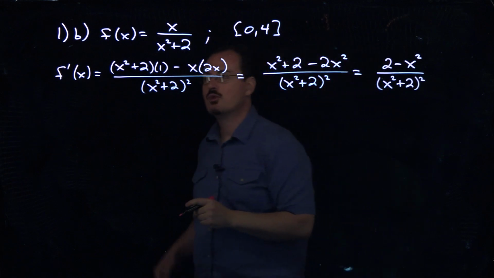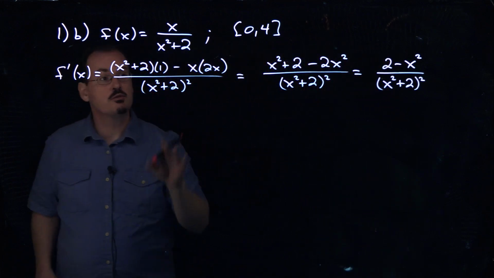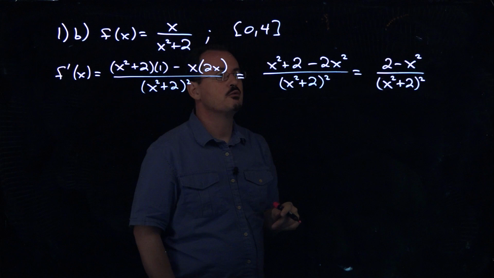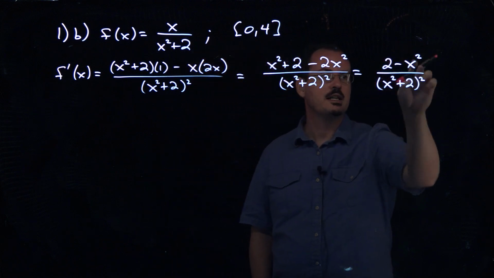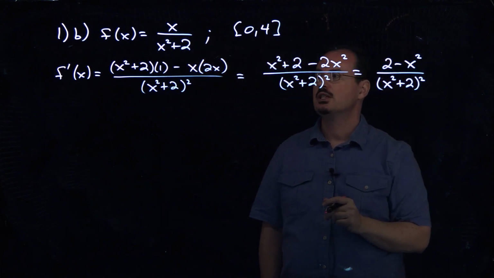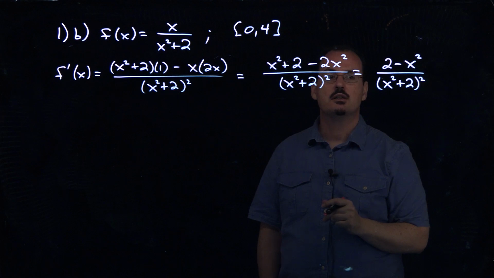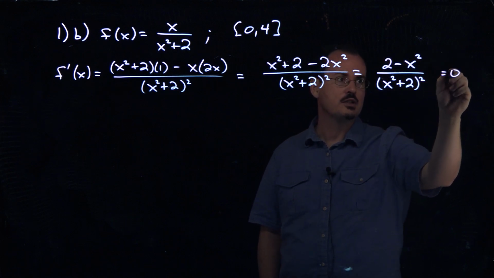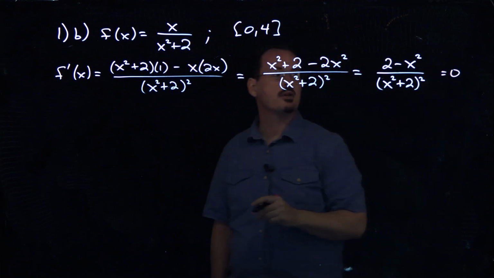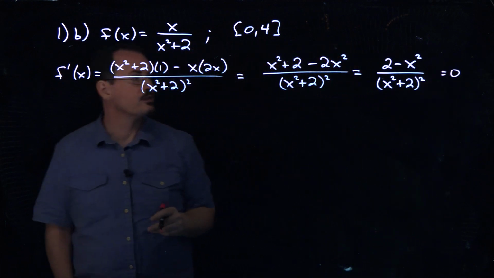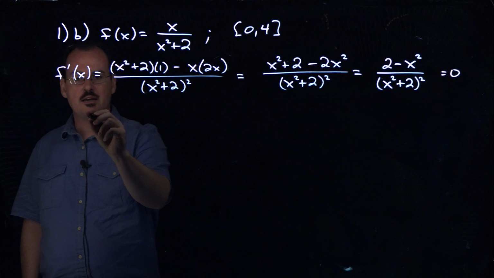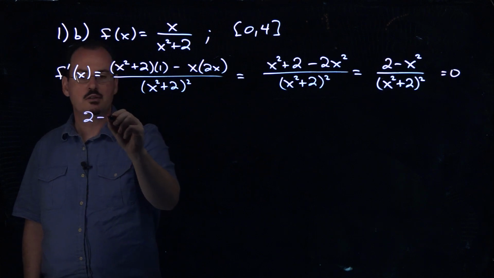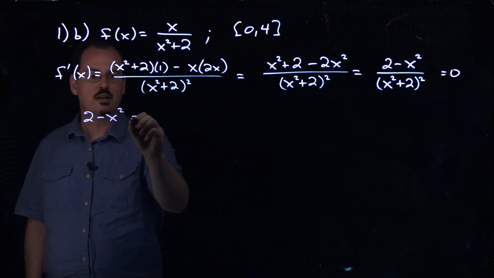Okay, so now remember, for finding critical numbers for a function like this, the only thing you really need to do is take that numerator and set it equal to 0. Because if you set the whole thing equal to 0, I can just multiply both sides by the denominator. 0 times that denominator is just going to be 0. So really all I have to do is set the numerator to 0 and solve that.